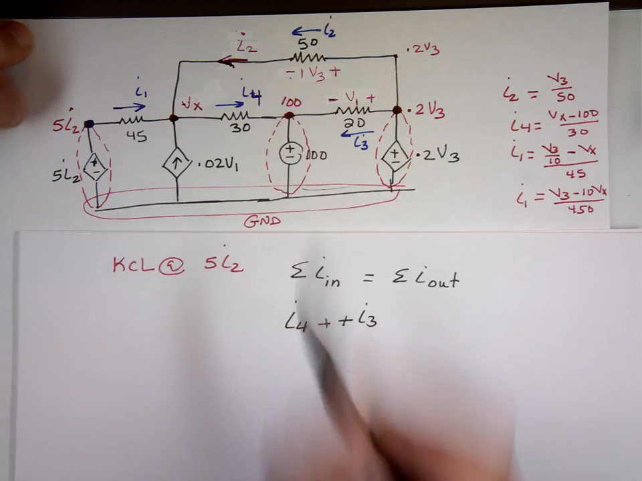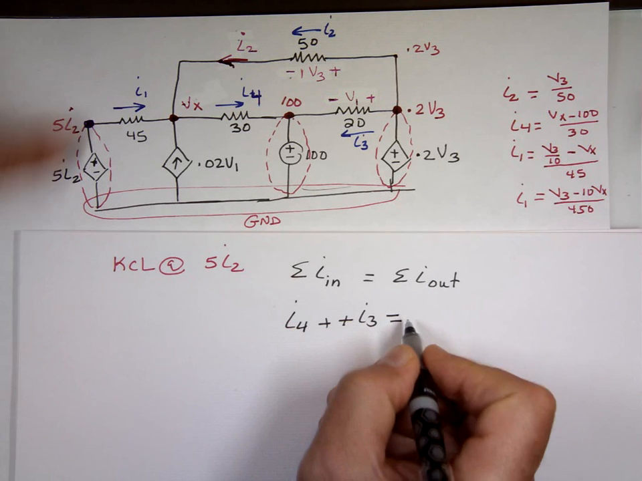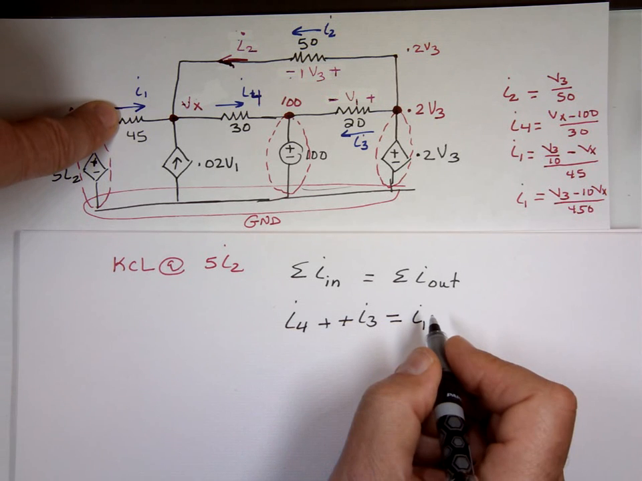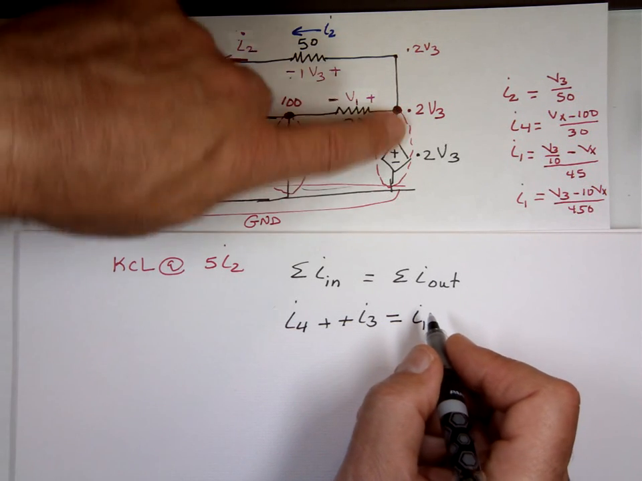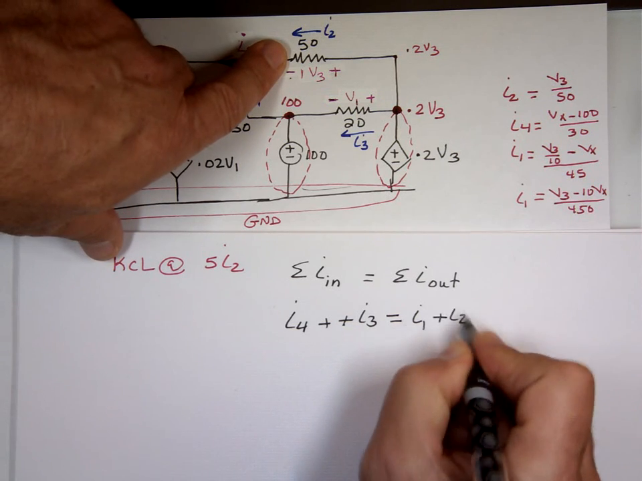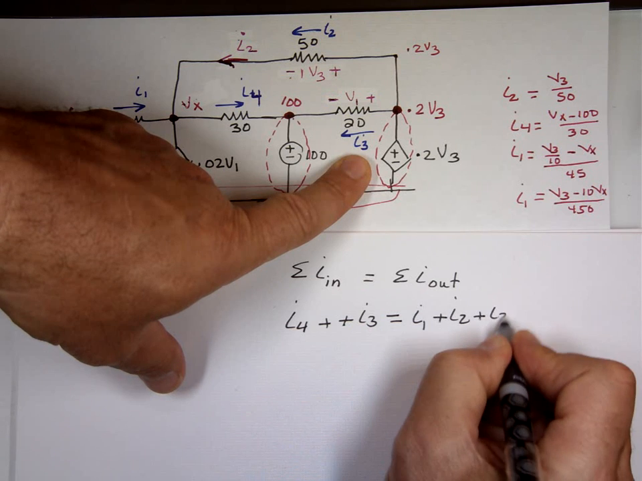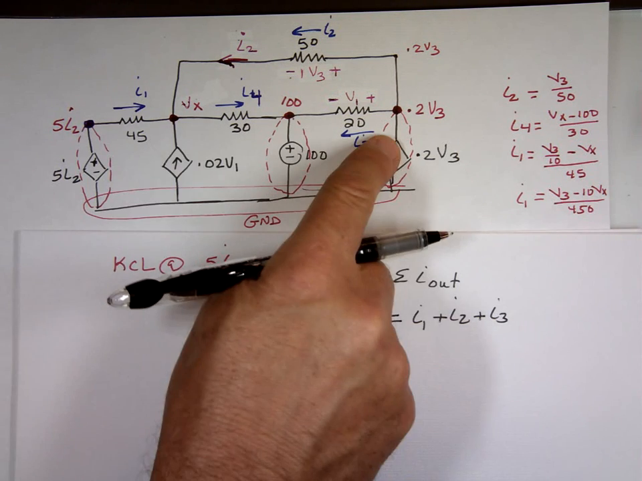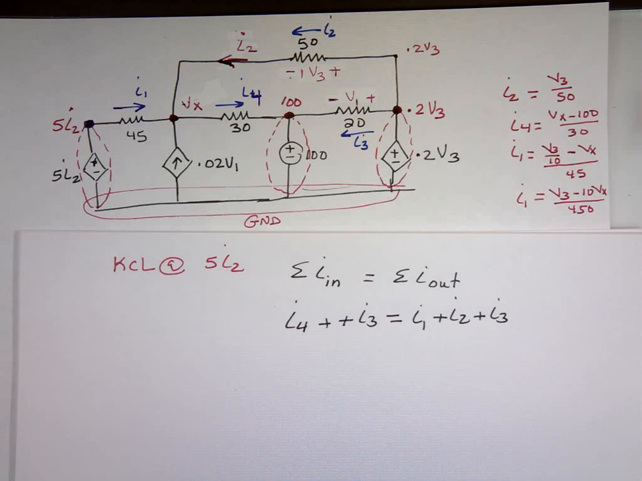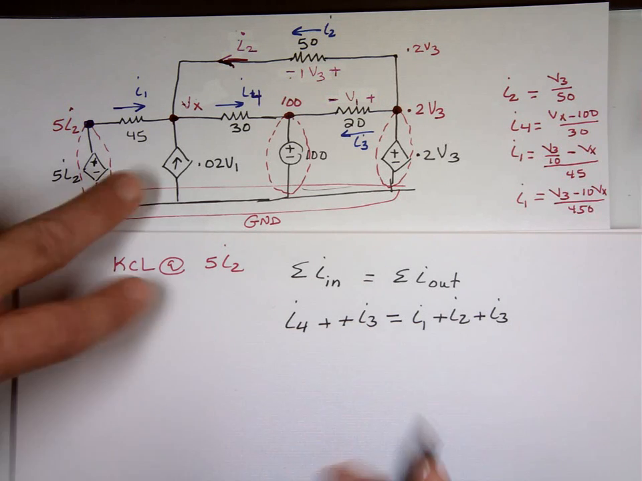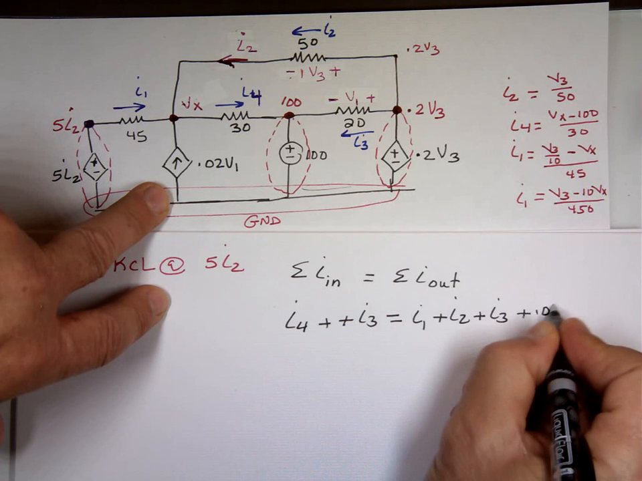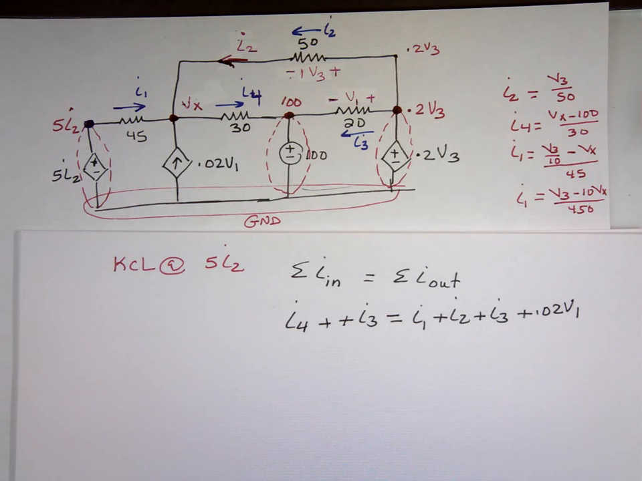What's leaving the node? I sub 1. I sub 2 is leaving the node. What else? I3 is leaving the node. Isn't I3 entering it? No. It's entering this end, but it's leaving that one. There's some more: 0.02 V1. So the I3's cancel right away.